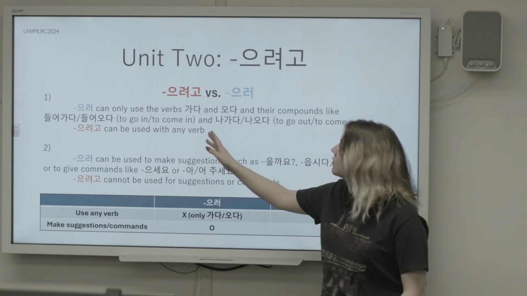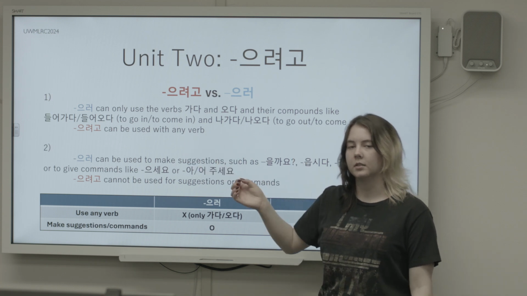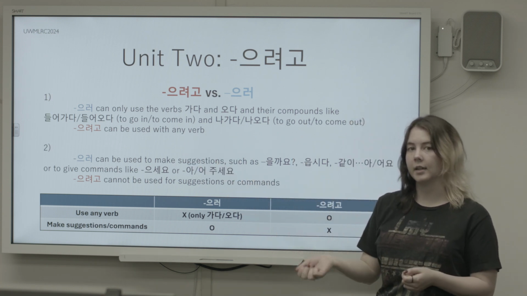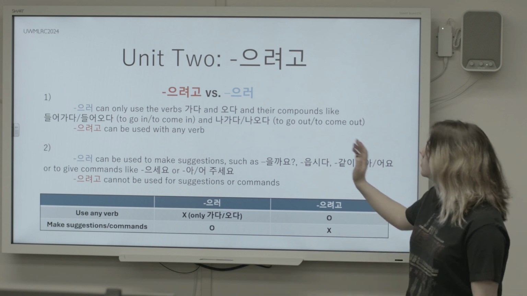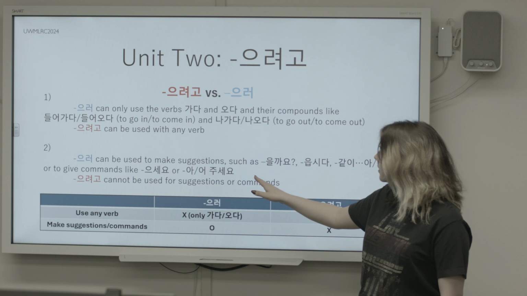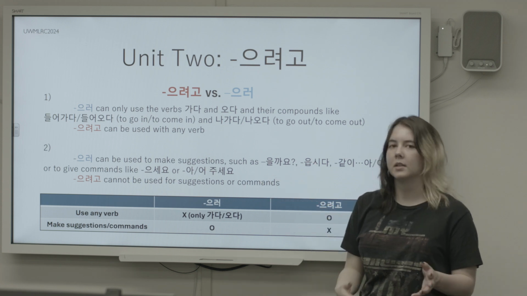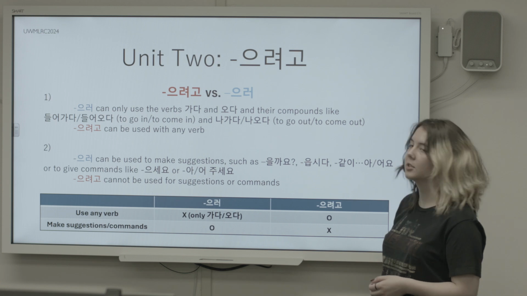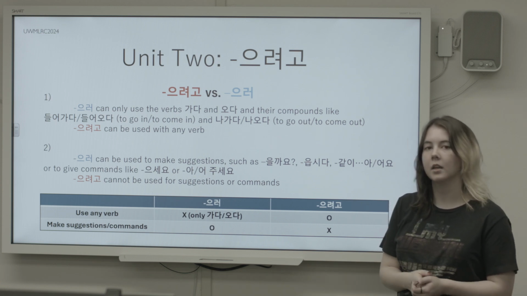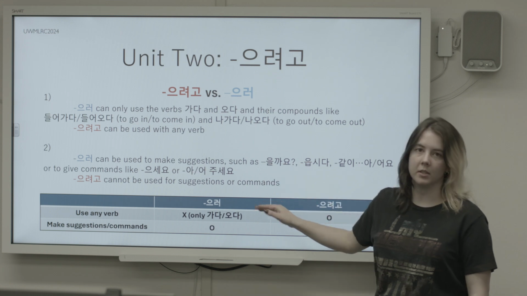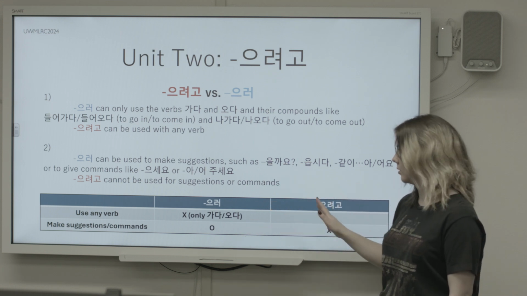으러 can only use the verbs 가다 and 오다, as well as their compounds like 들어가다, 들어오다, 나가다, 나오다. 으려고 can be used with any verb. Another difference is that 으러 can be used to make suggestions. So you can use it with 을까요, 읍시다, 같이 아요, 오요, or commands like 어주세요 or 우세요. 으려고 cannot be used for suggestions or commands.